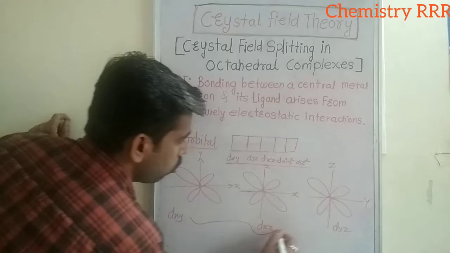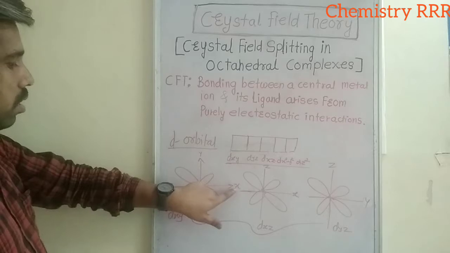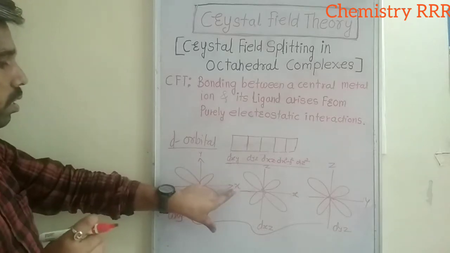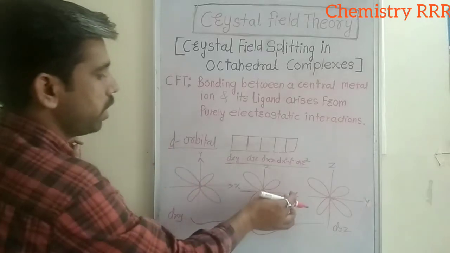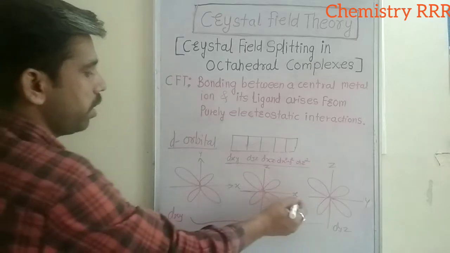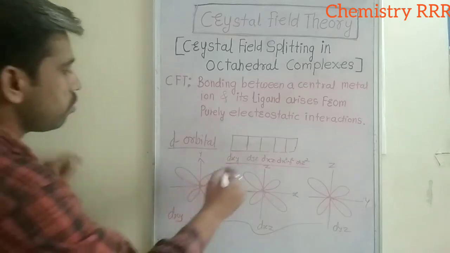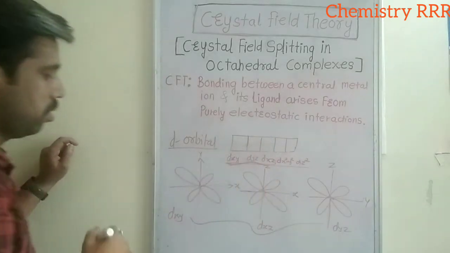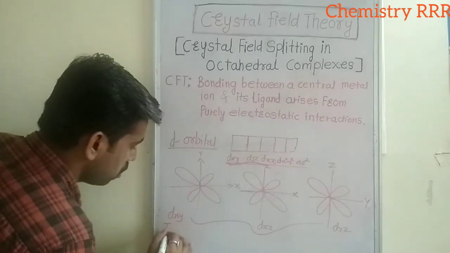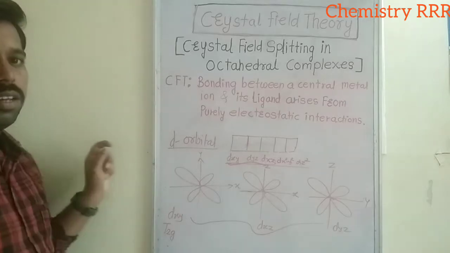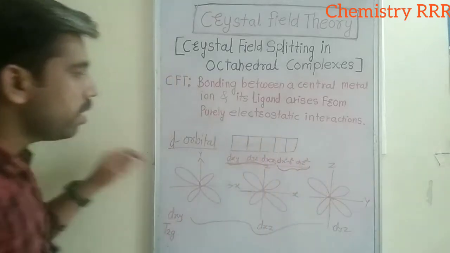This dxy, dyz, and dxz, all these three orbitals are present in between the two axes. That is, first dxy orbital is present in between x and y axis, that is in the xy plane. Then it is in the plane of xz, and this orbital is in the yz plane. So these three orbitals which are present in between the axes are called the T2g set of orbital.